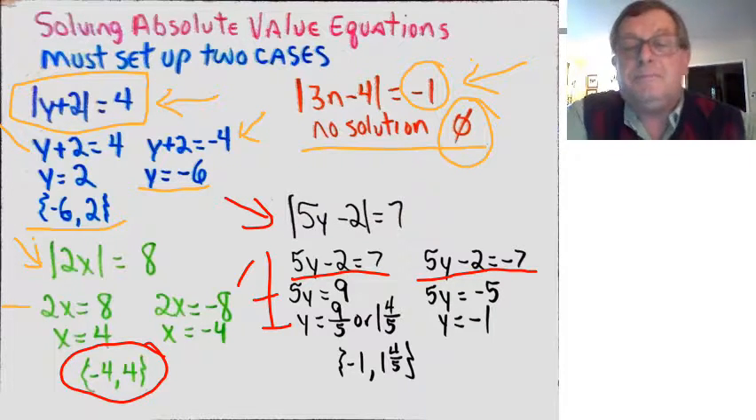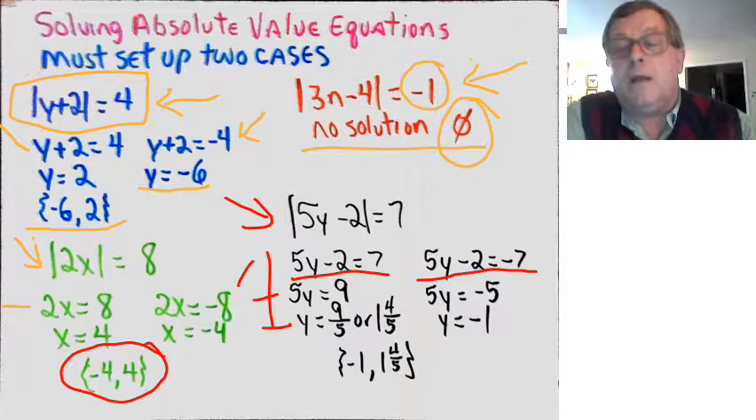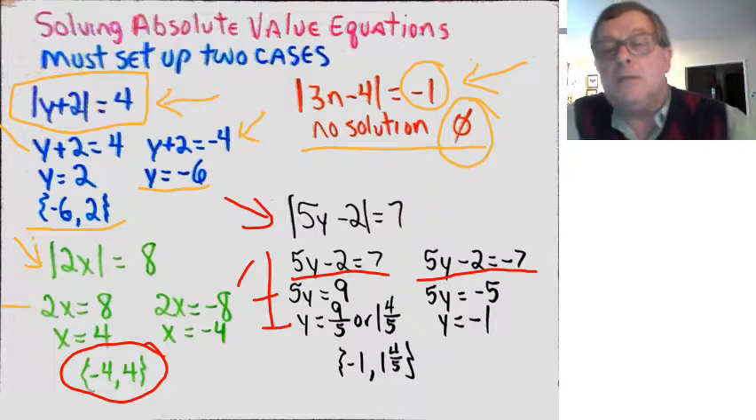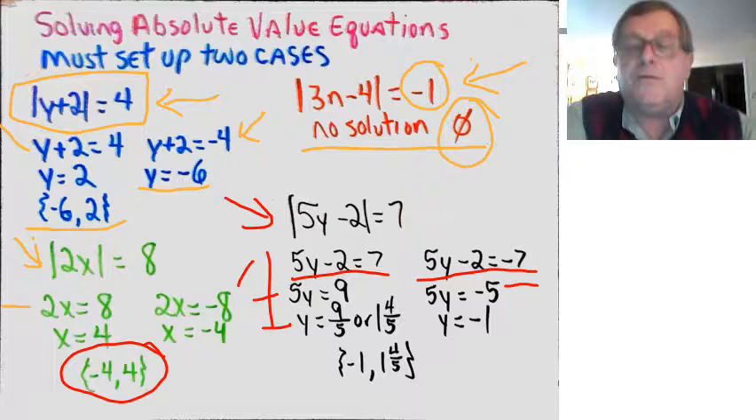All right, second case. 5y minus 2 equals minus 7. Again, I'm going to start by adding 2 to both sides. I've got 5y equals minus 5. And when I divide both sides by 5, y is going to equal negative 1.